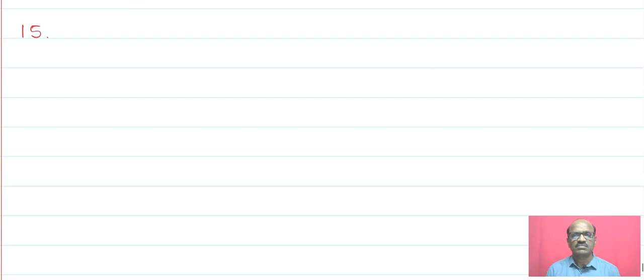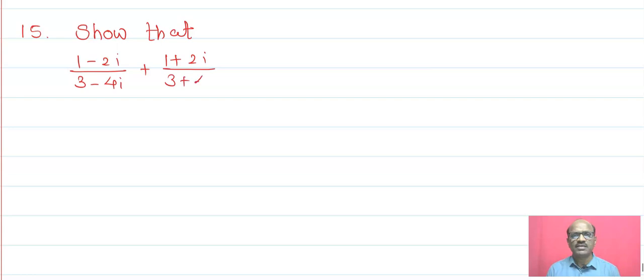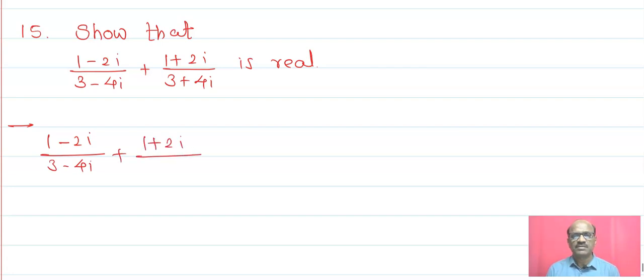Now next is question number 15. Show that 1 minus 2i upon 3 minus 4i plus 1 plus 2i upon 3 plus 4i is a real number. Now very simple example, 1 minus 2i upon 3 minus 4i plus 1 plus 2i upon 3 plus 4i.